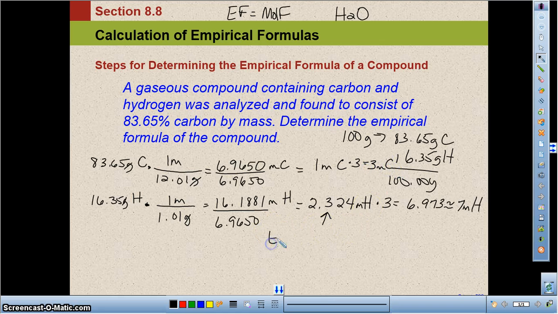So our empirical formula will be written as C3H7, and that's our empirical formula.